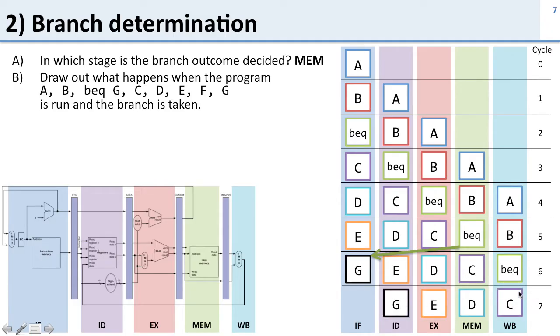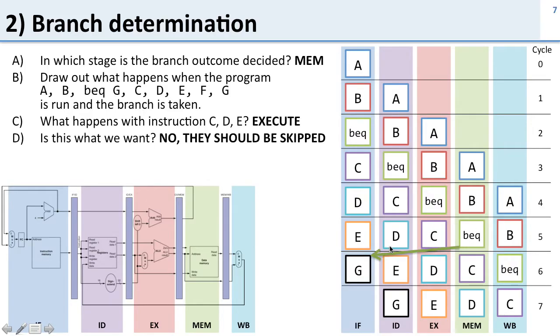Once we get to here, we've got these instructions in the pipeline. And what happens is they just move through the pipeline. And you can see over here, instruction C is about to start writing back and saving its results. So what happens to instructions C, D, and E? Well, they execute. Even though we don't want them to execute, because it takes us a long time to figure out if we should branch, they go ahead and execute. Is this what we want? No, it isn't. We want it to jump directly to G. We want it to go A, B, branch equal, and then G, not execute C, D, and E.